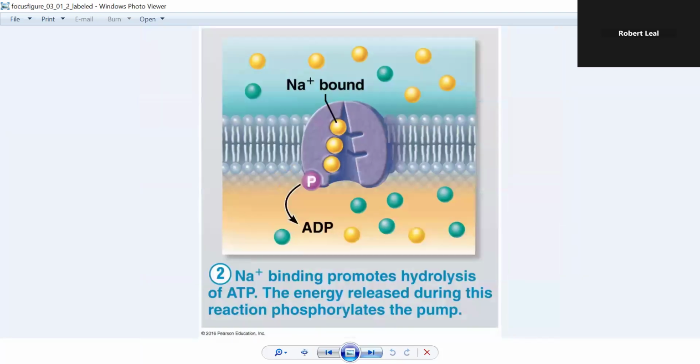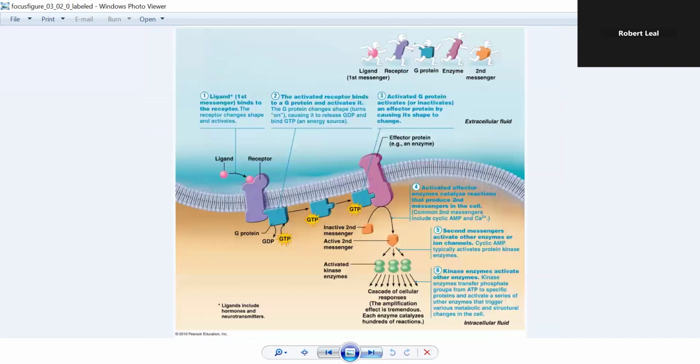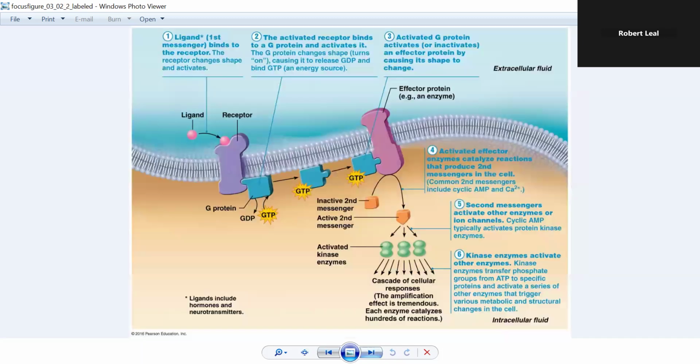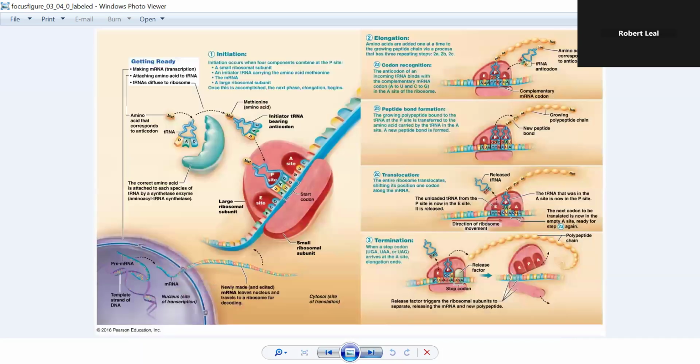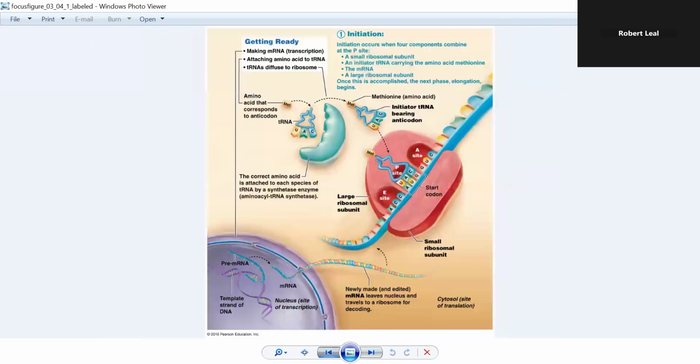All right, skip that. We'll come back to that later. We've done mitosis. I want to get to making a protein.